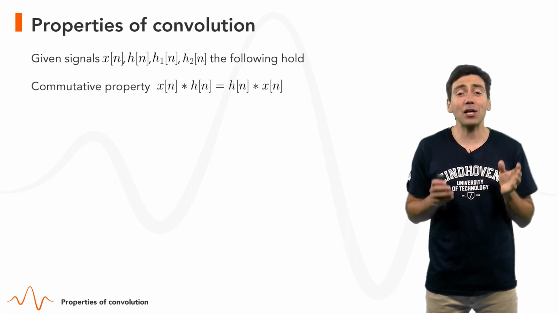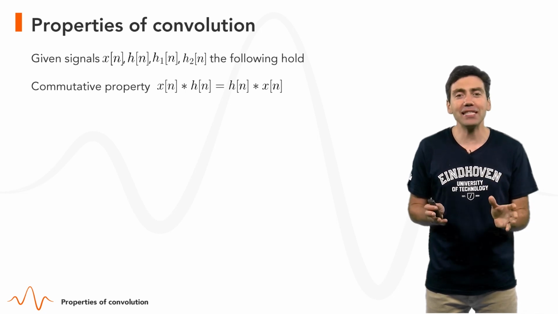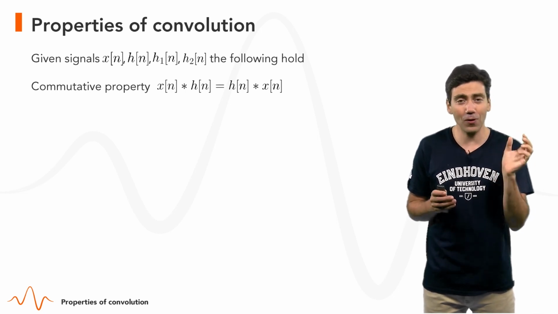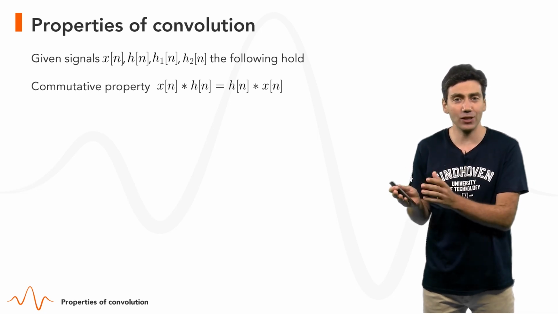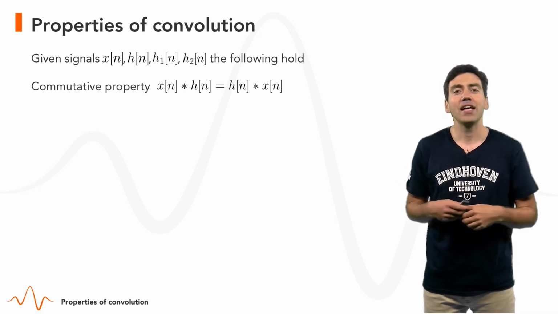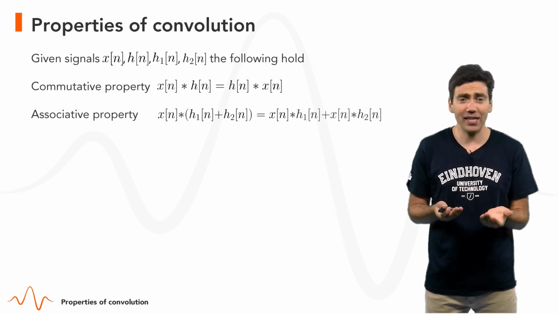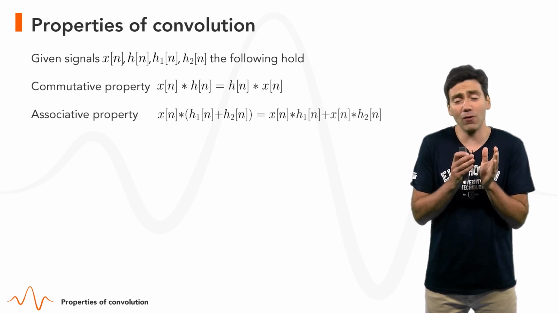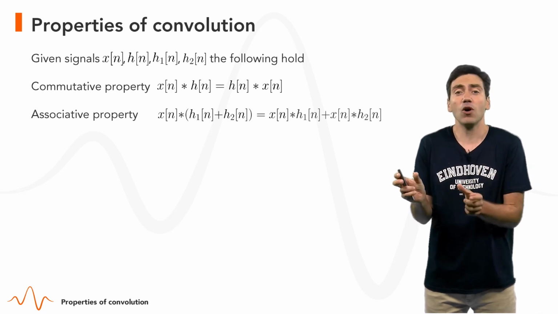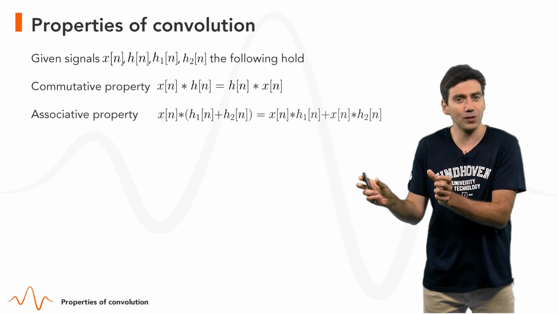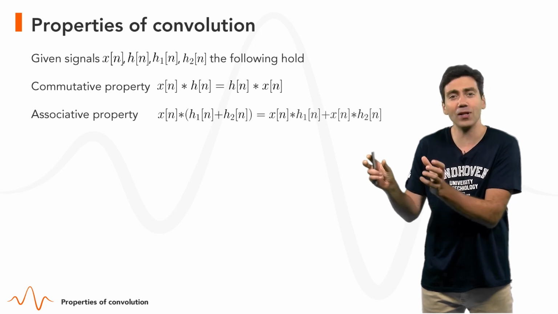I already mentioned the commutative property. That basically means that taking the convolution of x and h is the same as taking the convolution of h and x. We can exchange the order. Then we have the associative property. That basically means that if we take the convolution of a signal with the sum of two signals, that's the same as taking the sum of the individual convolutions of x, the first signal, and each of the two other signals.